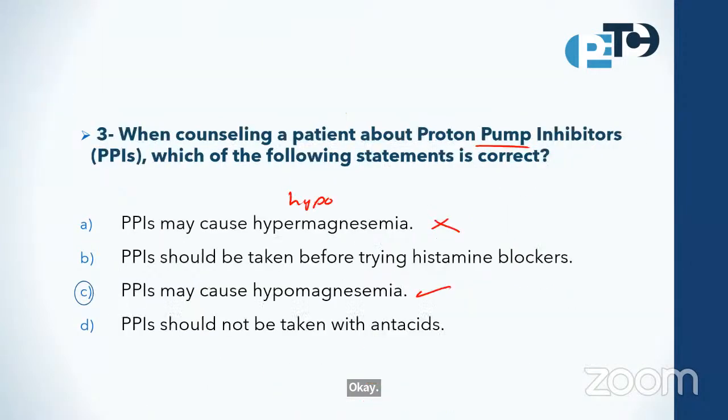Yes, about proton pump inhibitor. I also have some confusion. Isn't it the fourth option, D? Because answer C is not related to any sort of counseling to a patient. Yes, sir. Because antacids increase the pH, so the enteric coating will be destroyed. I think so. D will be the right answer. It should not be taken with antacid.